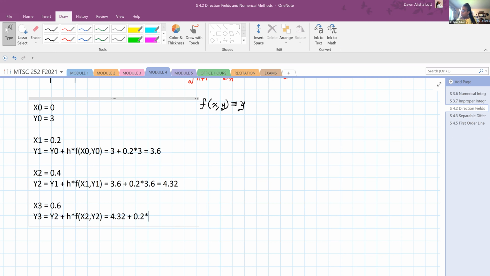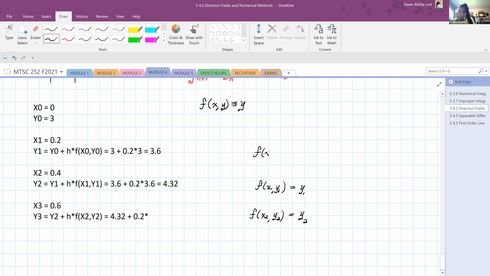But remember, f of x2, y2 is just y2, the same way f of x1, y1 was y1 and f of x0, y0 was just y0. And the reason why is because f of x, y is just that. So this is going to be times 4.32. And I get 5.814.